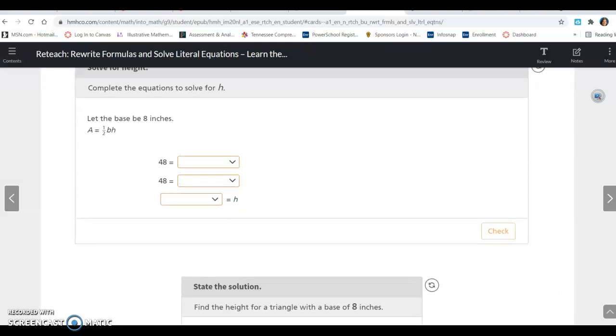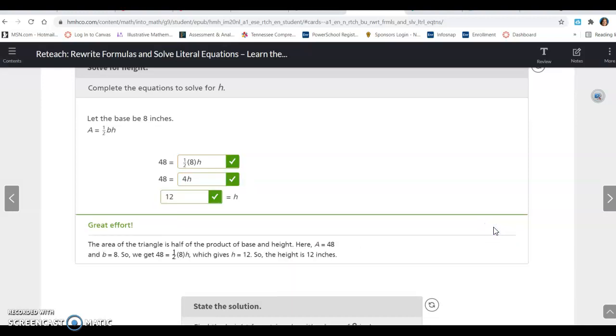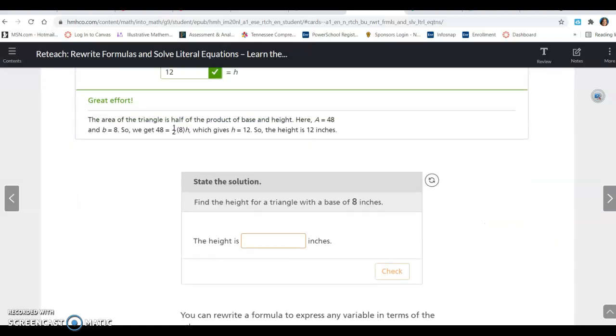Alright, it says complete when the base is 8. So 1/2 times 8 inches. Half of 8 is 4. 48 divided by 4 is 12. So when the base is 8, the height is 12. The base is 8 inches, so the height is 12 inches.